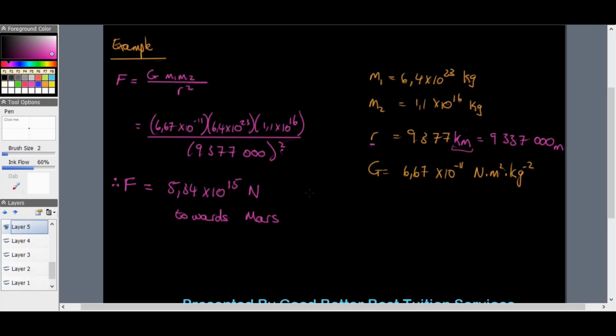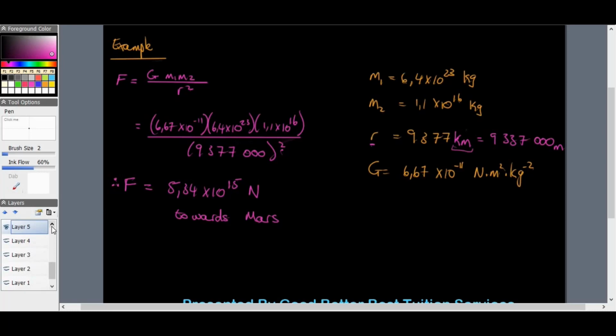Now, this is just an example. But I will give you another question to do a little bit later. This is not the only calculation we perform under Newton's law of universal gravitation. What happens when we're comparing two planets with the Earth?